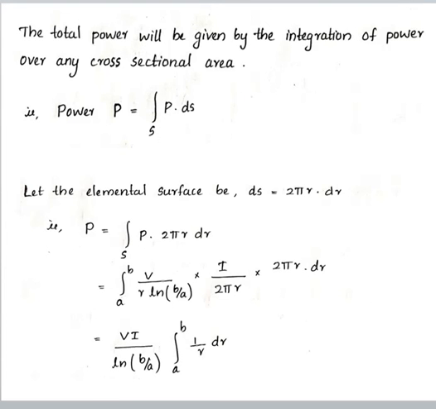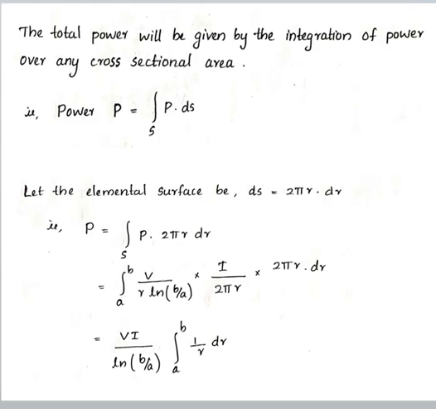Then, the total power flowing in the coaxial cable is given by integrating the Poynting vector. So, power P is equal to the surface integral of P dot ds. Let the elemental surface ds be 2 pi r. It is due to the electric field radially coming out of the closed surface of circumference 2 pi r and the magnetic field concentrated around the 2 pi r. So, ds is equal to 2 pi r dr.